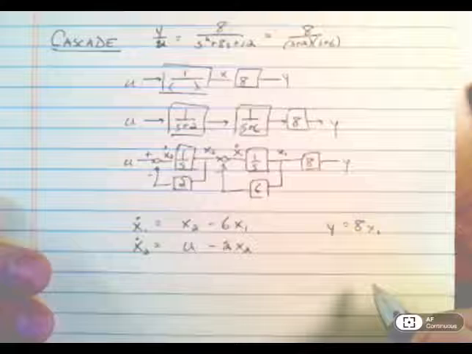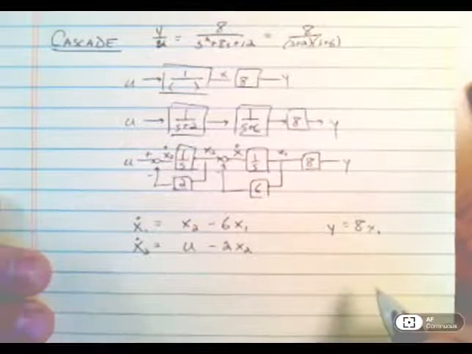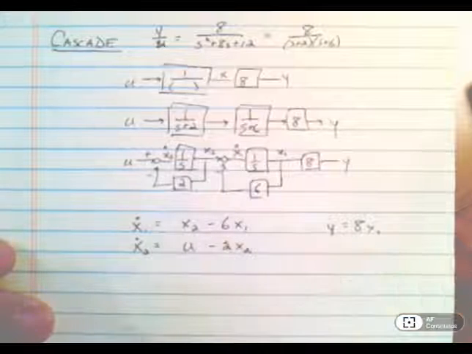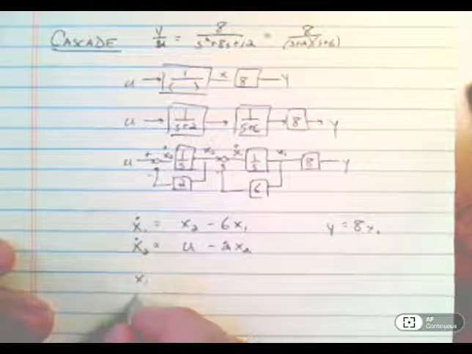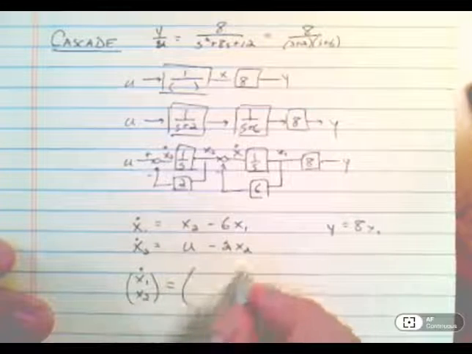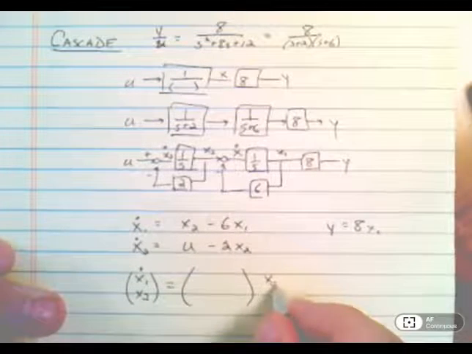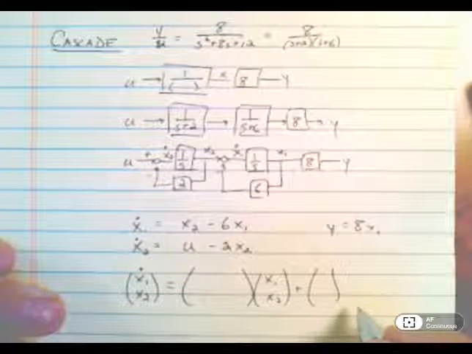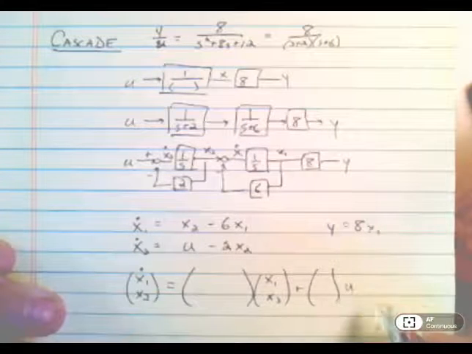And now to put this into state equation form, I just need to take these same relationships and factor them accordingly. So I'll get x1, x2 dot equals some new version of an A matrix, x1, x2, plus some new version of a B vector times u.